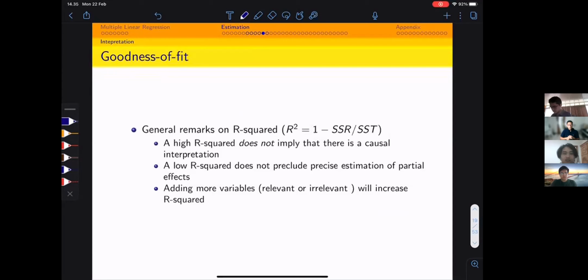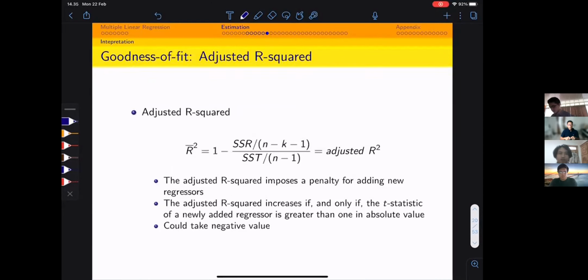Okay, now, I've said before that a high R square does not imply a causal interpretation. And on the opposite side of the argument, a low R square does not preclude precise estimation of partial effects. Now, adding more variables, whether relevant or irrelevant, will increase R square, which is not particularly good. And so we're going to modify the R square formula to be the adjusted R square formula, okay?